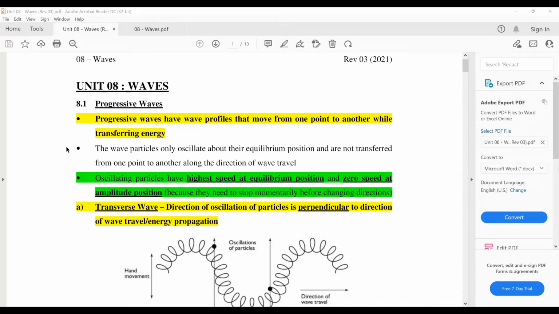One of the chapters you will learn is waves. When we talk about waves, the first thing that might come to your mind is something that looks like this, right? This one is the image that first comes to mind.